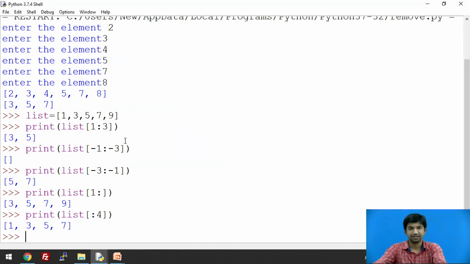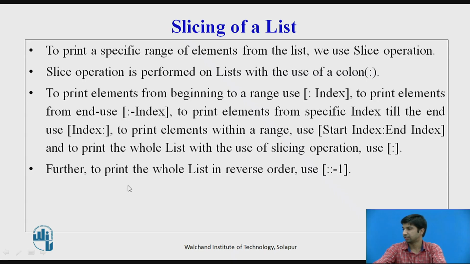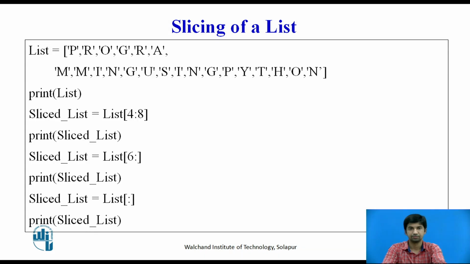Now I'll go for one more thing. To print elements from a specific index till the end, use index colon. To print elements within a range, use start index and end index, and to print the whole list use colon. Further, to print the whole list in reverse order, you can use this one.